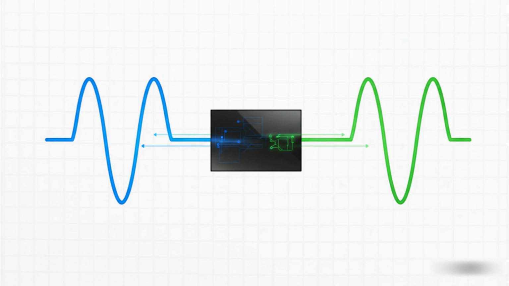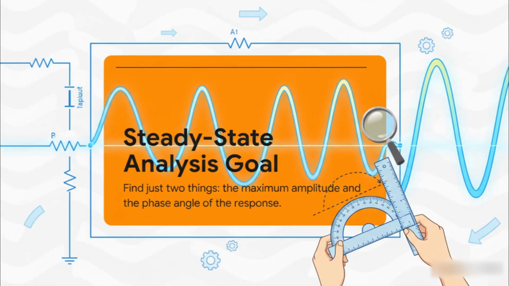Another sine wave. And this is the crucial part. It has the exact same frequency as the one you put in. That one single fact simplifies our job enormously. So think about it. If we already know the shape of the output wave and its frequency, what's left to find? Well, our entire mission boils down to just two numbers. First, how big is the wave? That's its maximum amplitude. And second, how is it shifted in time compared to the input? That's what we call the phase angle. That's it, just two things.